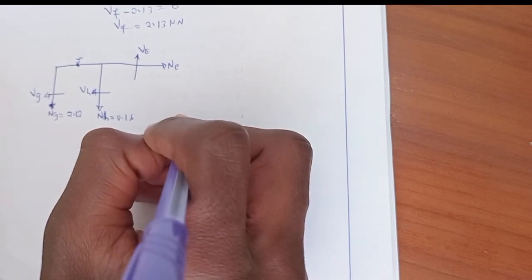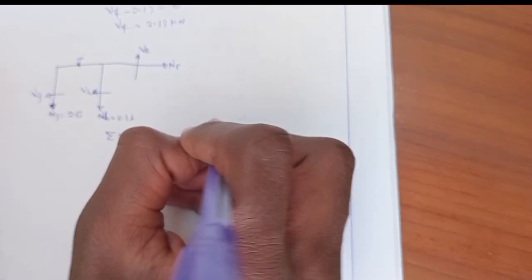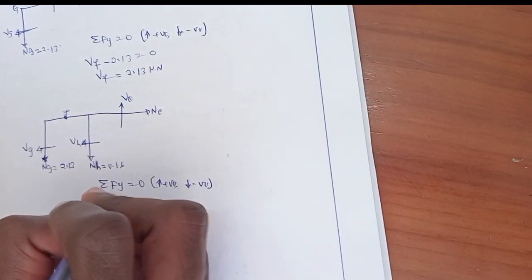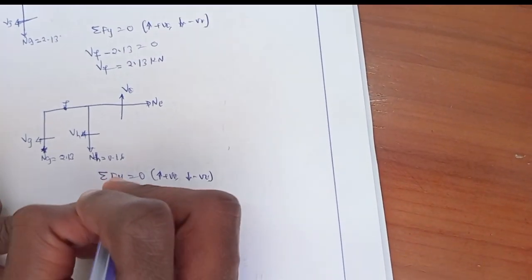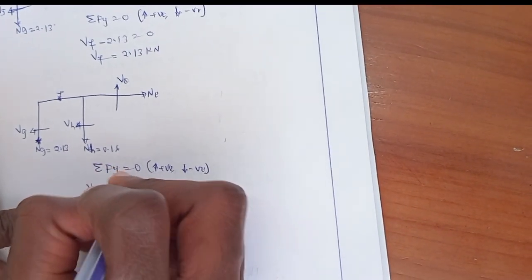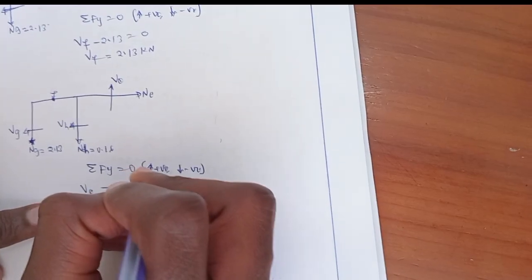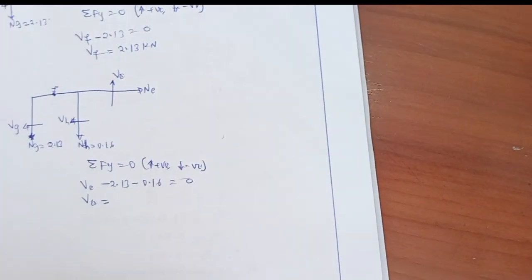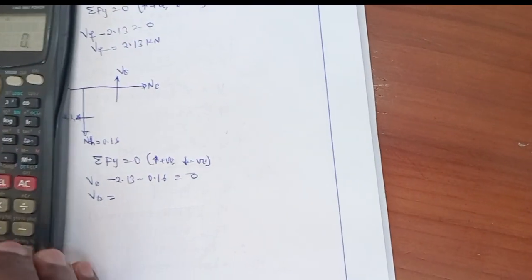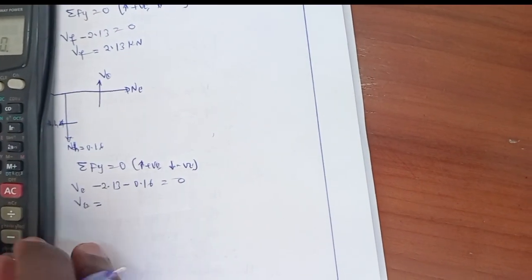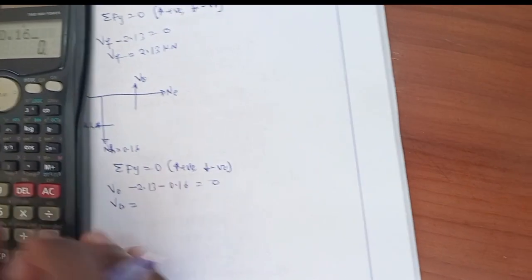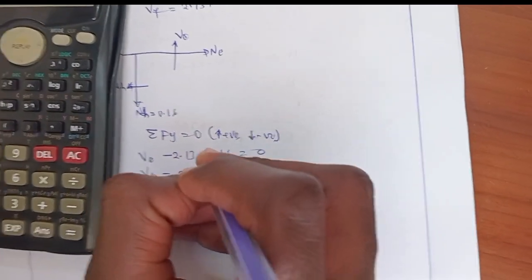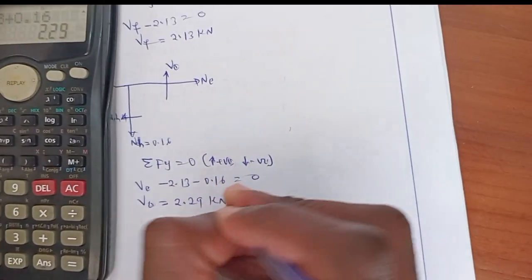positive, negative. Here, VE, upward is positive, minus 0.16 is equal to 0. VE will be 2.13 plus 0.16. It will be 2.29 kilonewton.